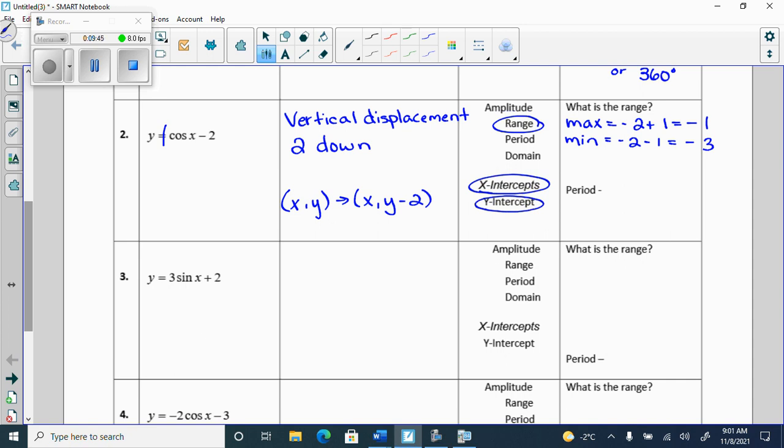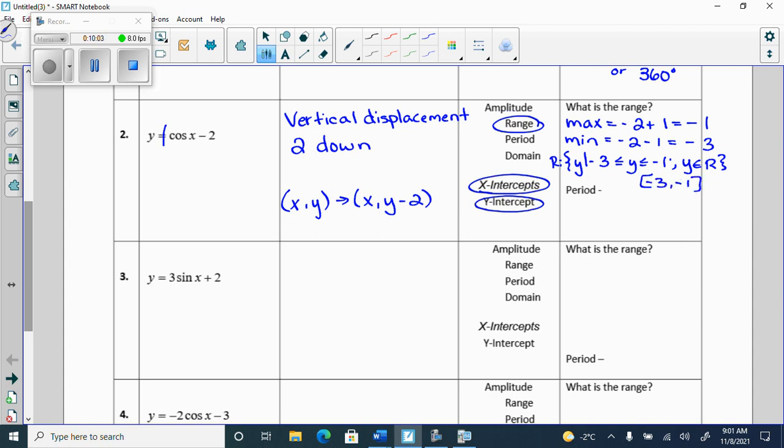So my range is going to be y such that negative 3 is less than or equal to y is less than or equal to negative 1, y ∈ R. Make sure you do minimum to maximum. Nothing sadder than you do all the work and flop them on the test. Just sad. And then negative 3, negative 1.